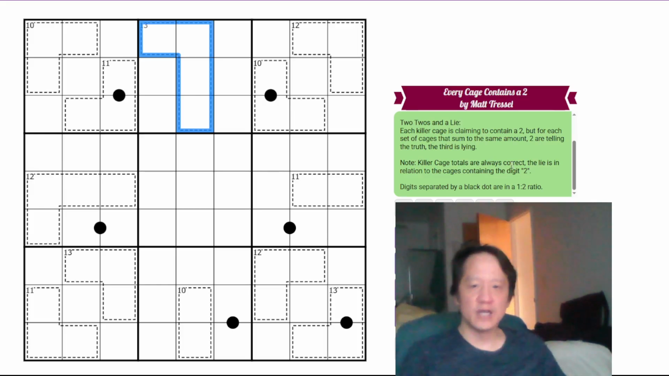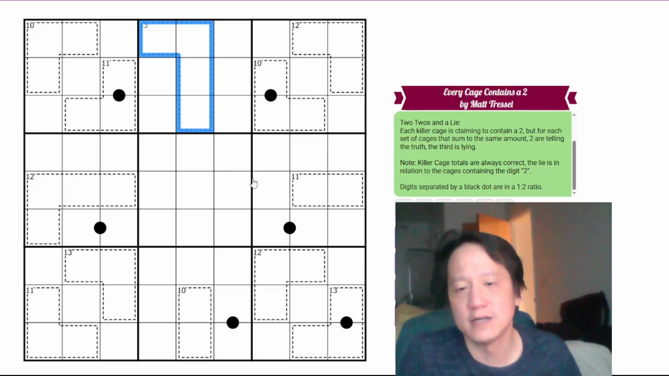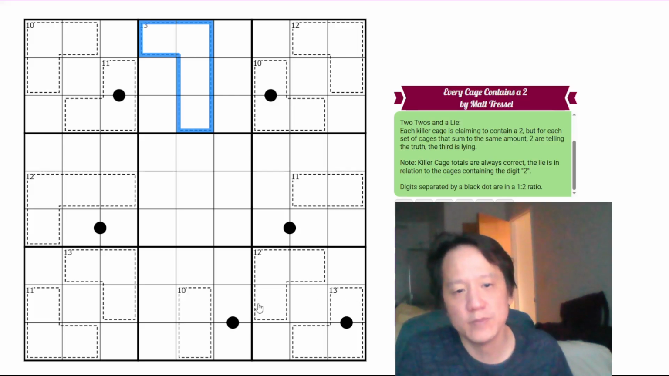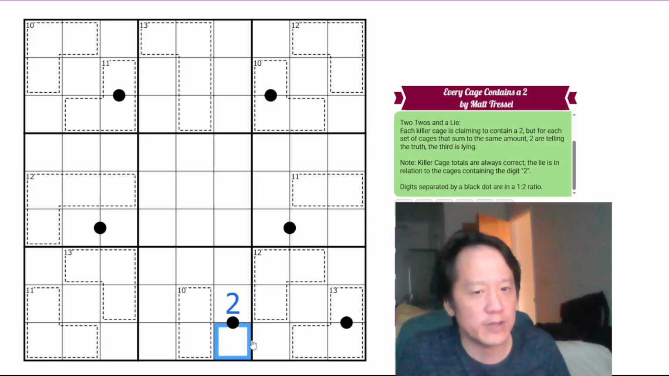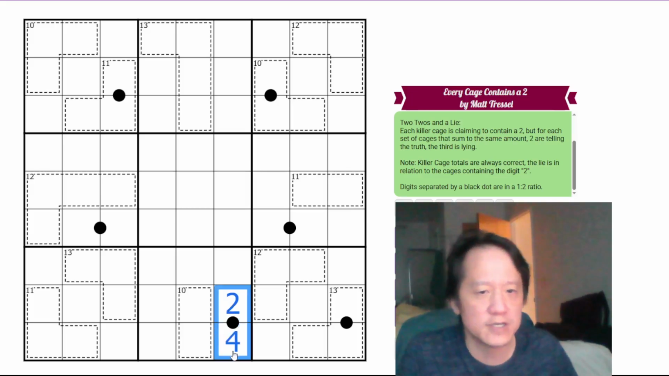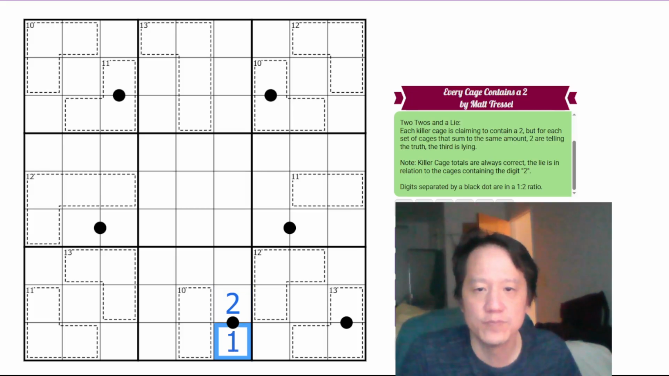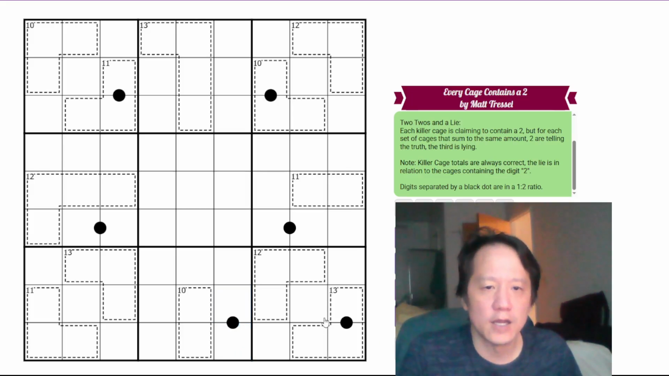And then finally, we have digits separated by a black dot are in a 1 to 2 ratio. So for example, if this were a 2, this would have to be a 1 or a 4 to maintain the 1 to 2 ratio between them. And those are all the rules. If you'd like to play along, there's going to be a link in the description. And now, I'm going to get started. Let's learn how to Sudoku.